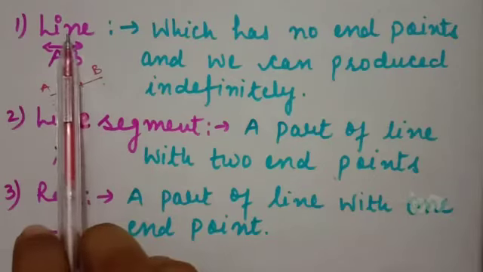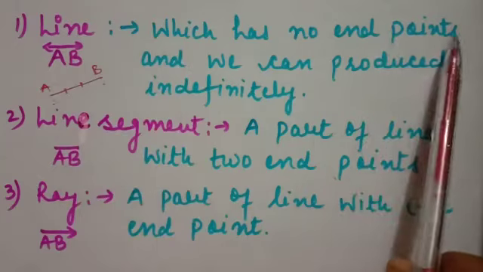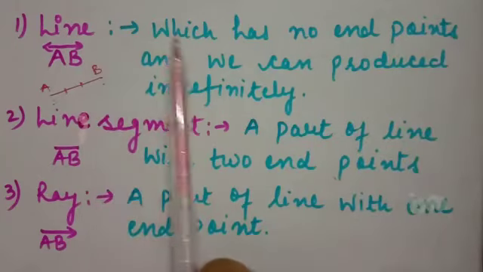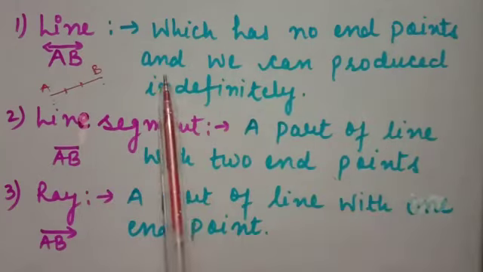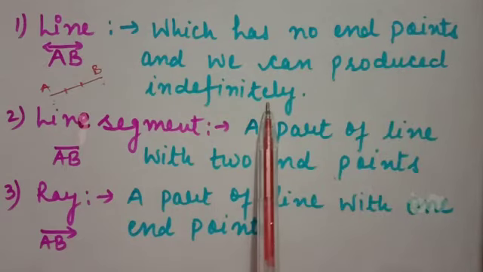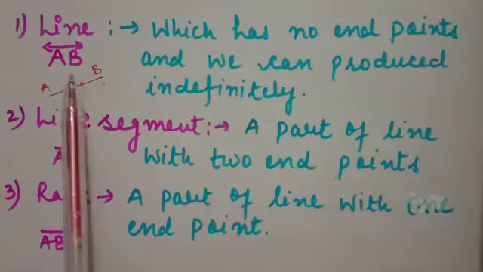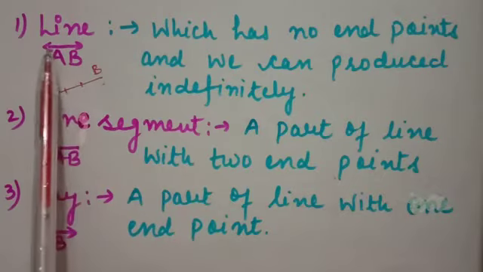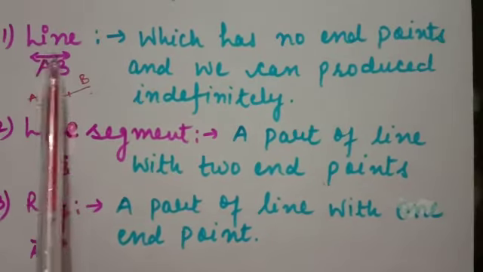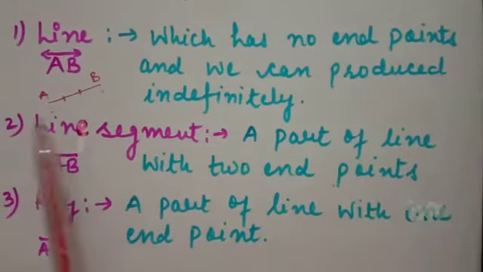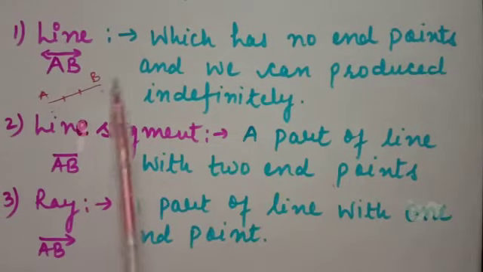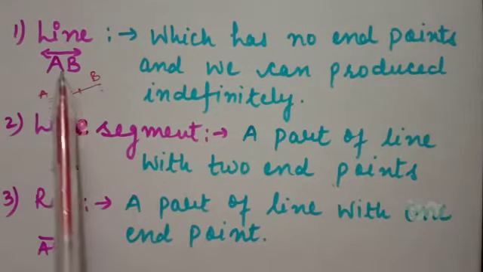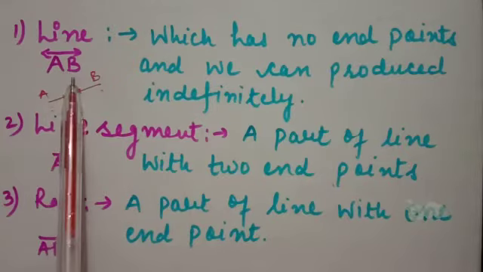First definition is line, which has no end point. Line is a length which has no end points and we can produce it indefinitely in both directions. This is the representing sign of line. We can write a line AB, and this mark represents that we can produce line AB from both ends. So we can write line AB like this only.